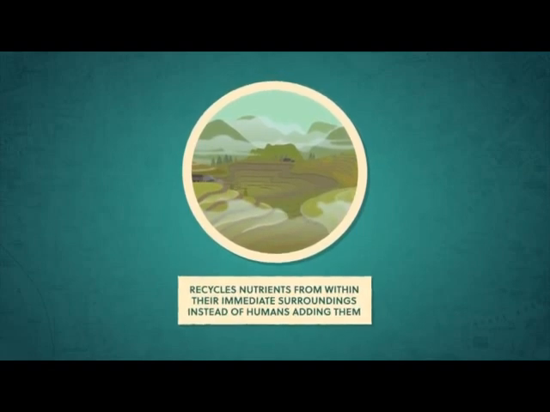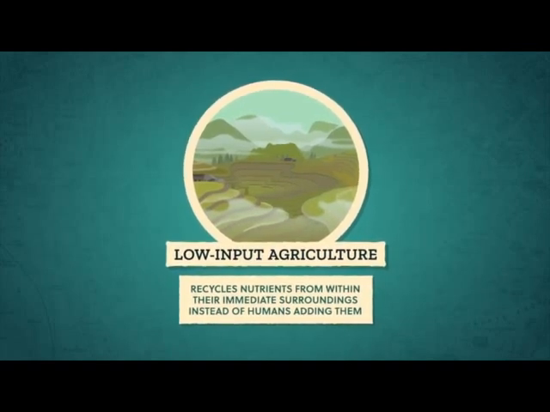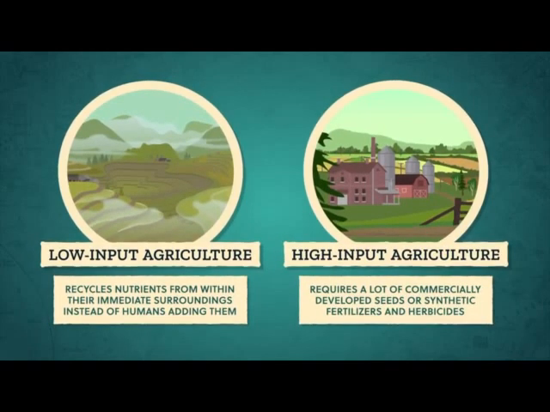They recycle nutrients from within their immediate surroundings instead of humans adding them, so they're low-input agriculture and often have both rice and fish, making it a polyculture. Whereas industrialized agriculture is high-input agriculture that requires a lot of commercially developed seeds or synthetic fertilizers and herbicides.